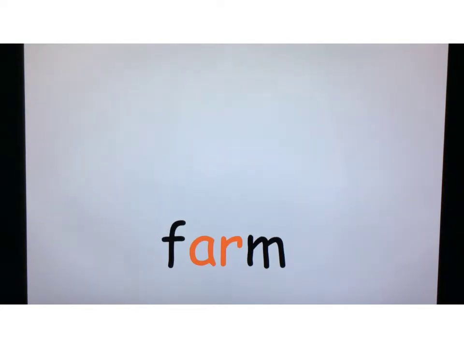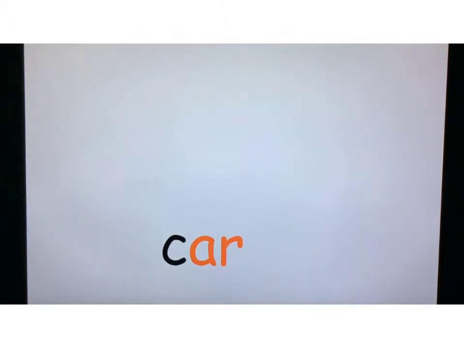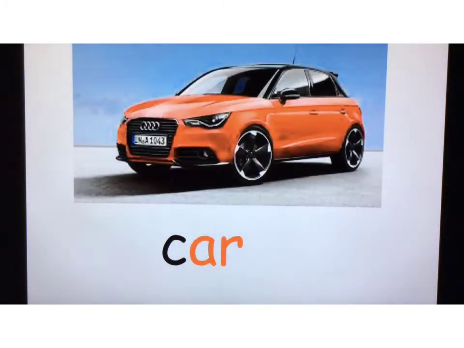F-A-R-M. Farm. Have you been to a farm? What was your favourite animal there? Next word. K-R. Car. Beep beep.